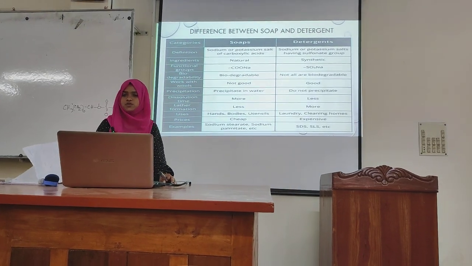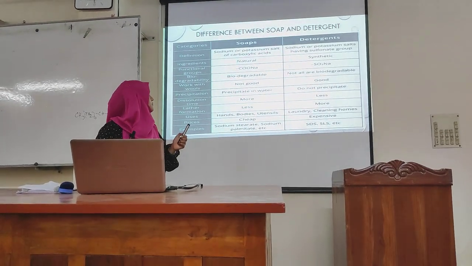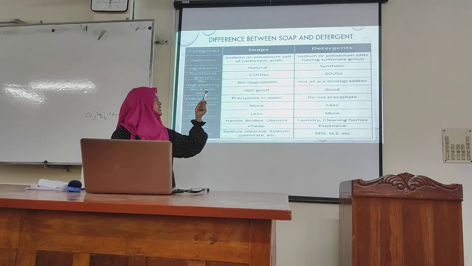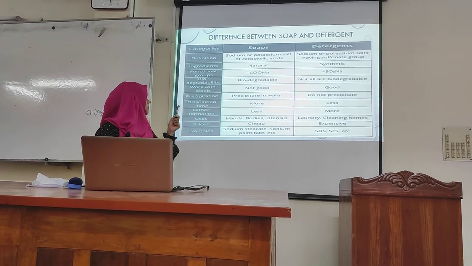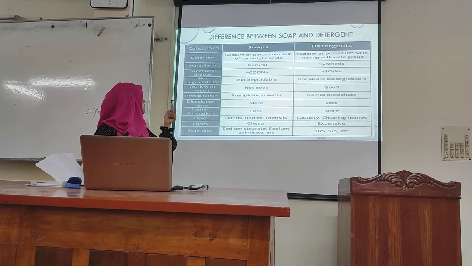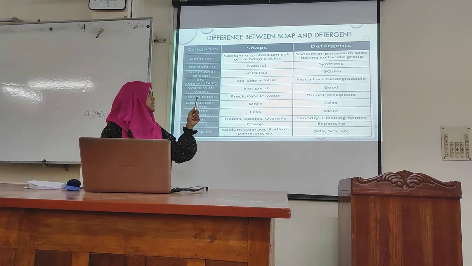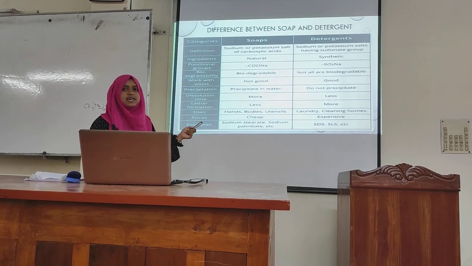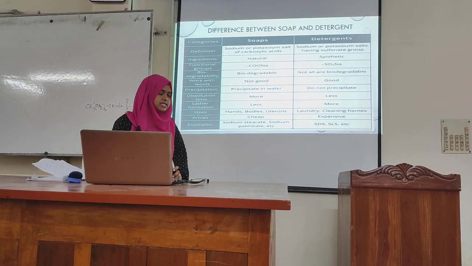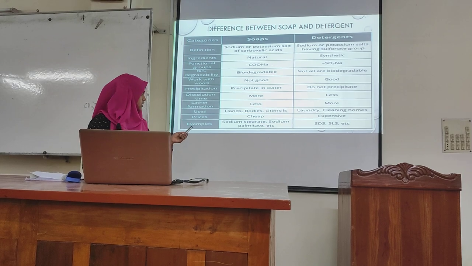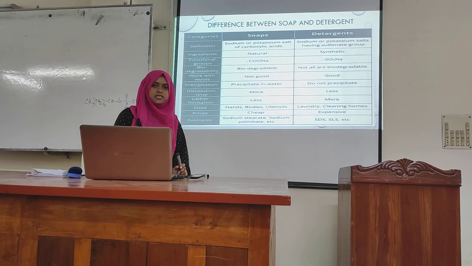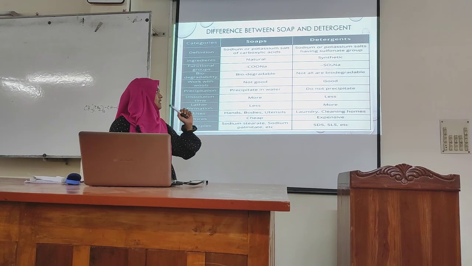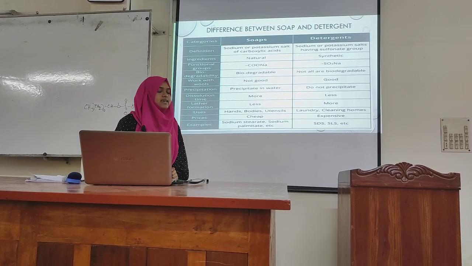Now let's discuss the difference between soap and detergent. As for definition, soap is the sodium or potassium salt of carboxylic acid or fatty acid, while detergent is the sodium or potassium salt having a sulfonated group. Soap is natural, while detergent is synthetic, and the functional group of soap is COONa and of detergent is SO3Na. Soap is used for hair and body, and detergent is used for laundry, cleaning homes, etc. The price of soap is normally cheap, and detergents are very expensive. Examples of soap are sodium stearate and sodium laurate, and detergents are HDS and SLS. That's all about my presentation.